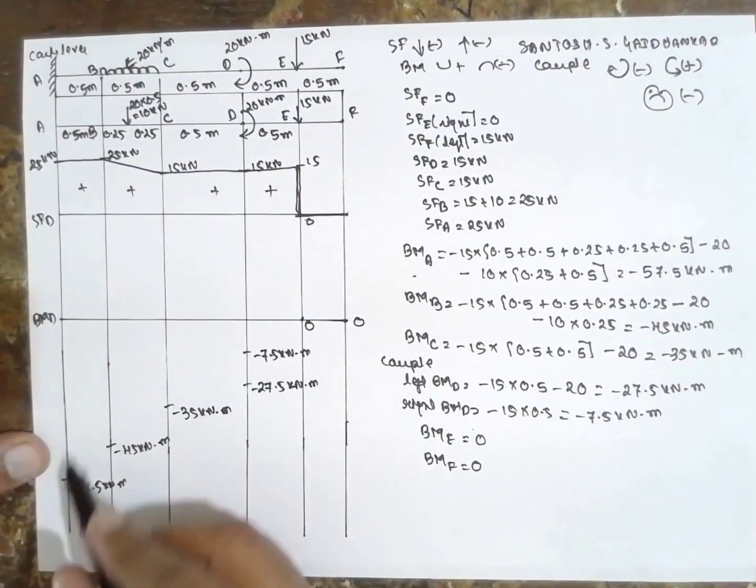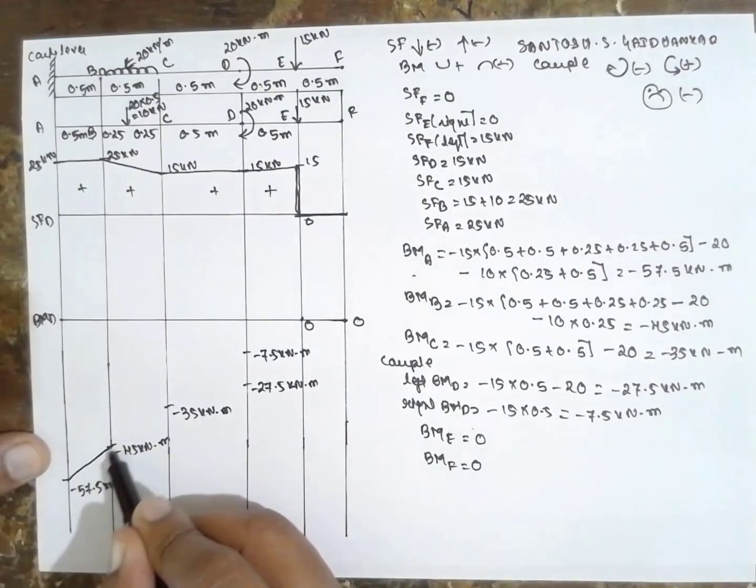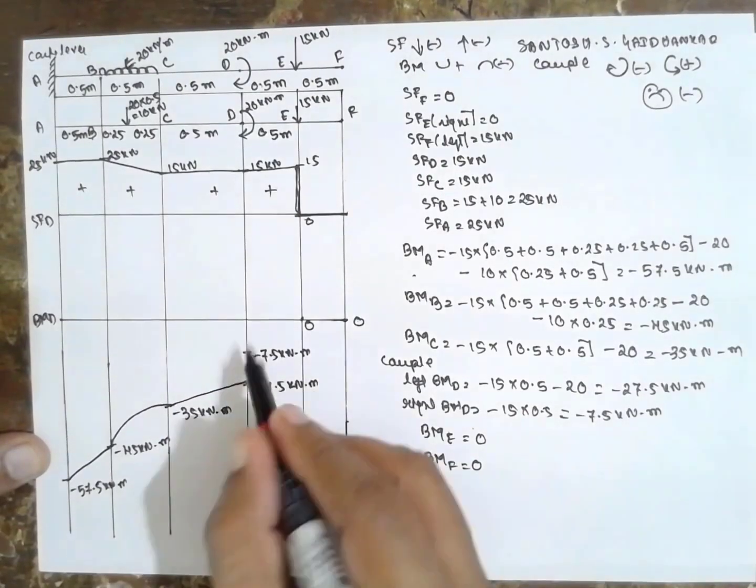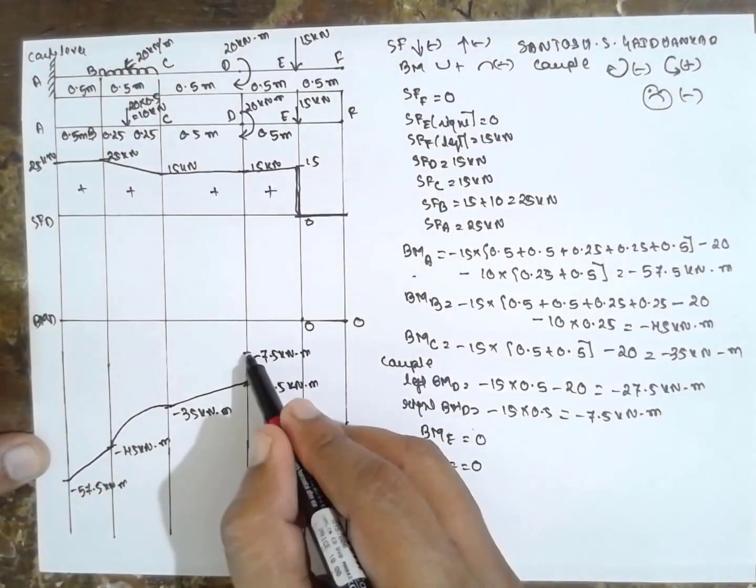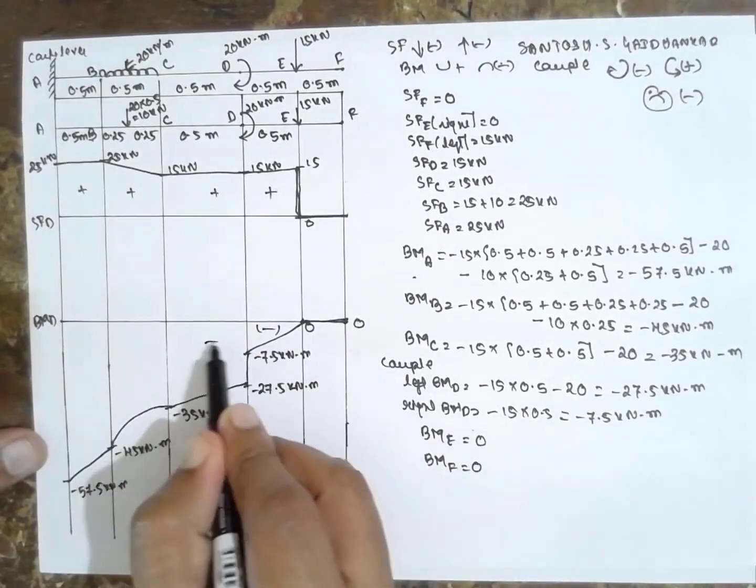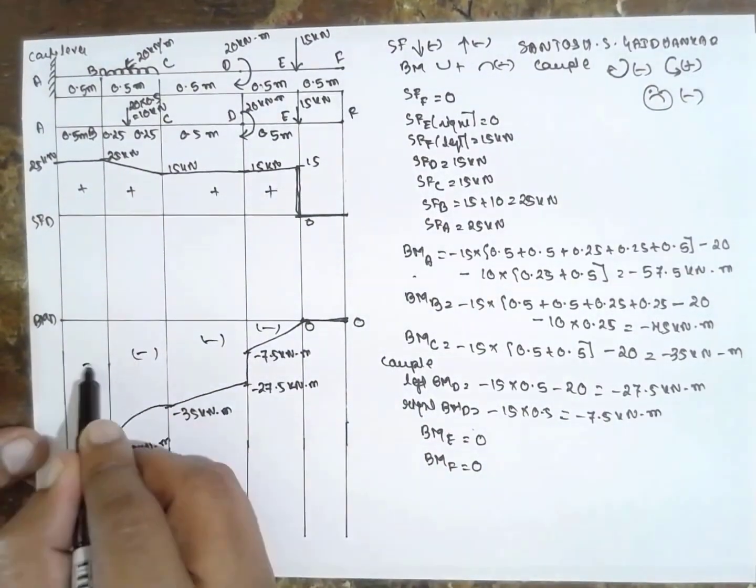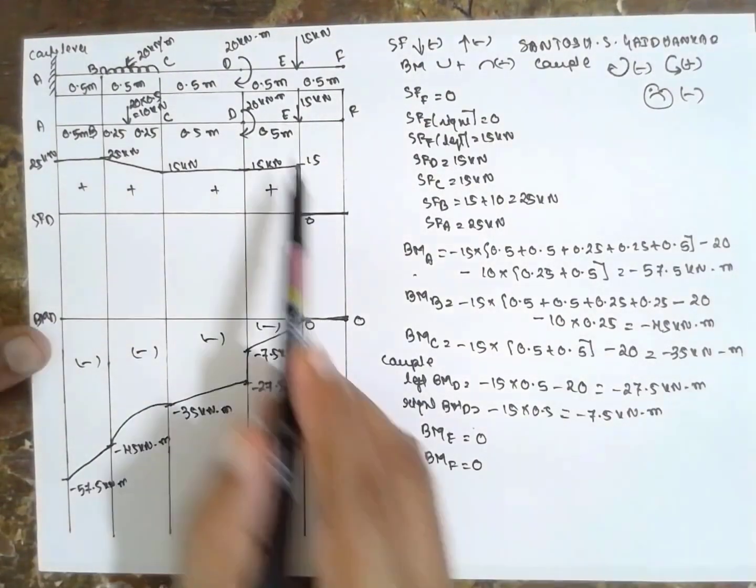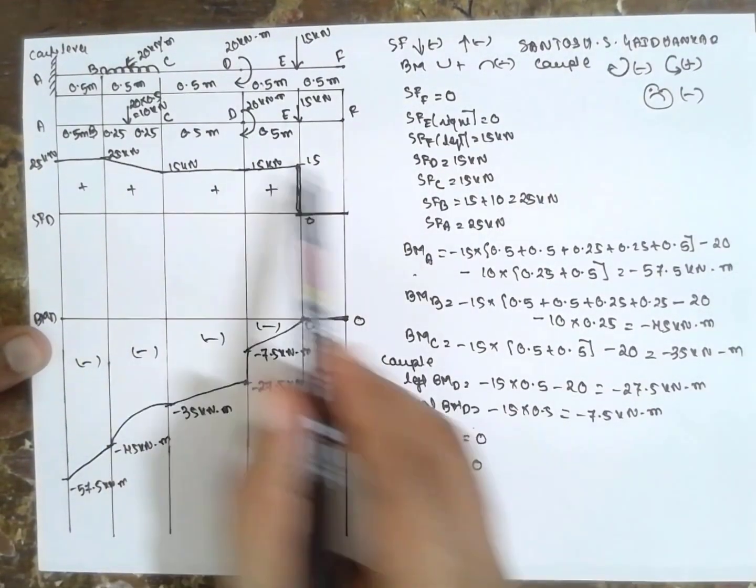Now draw straight line. There is no UDL, straight line. Now there is a UDL, parabola. There is no UDL, straight line. All negative. In this way, you have to solve the problem of cantilever when the couple is introduced into the cantilever beam.